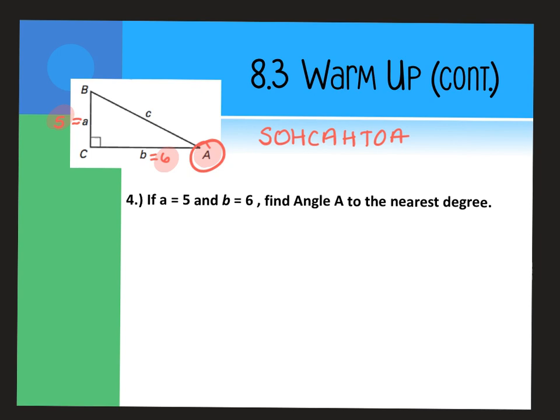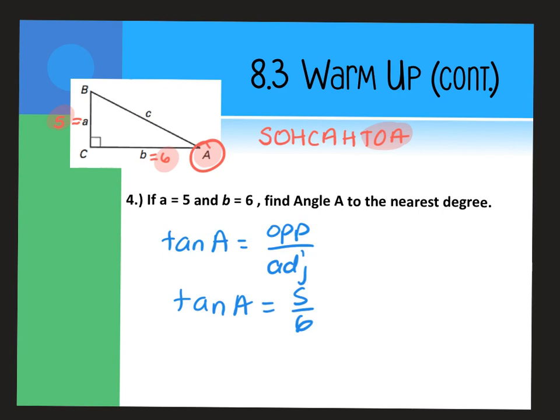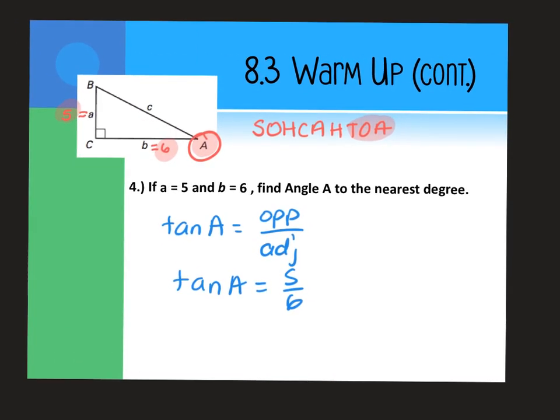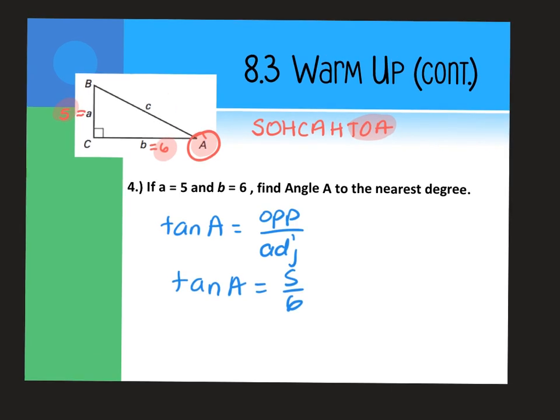Which of the trig functions uses those two? Tangent. So the tangent of angle A equals the opposite side over the adjacent side. In this case, tangent of A is equal to 5 over 6. Because we are looking for the angle, remember there's two approaches. If we're looking for a side length, we use the regular buttons. If we're looking for the angle, we use the tangent negative 1 of 5 divided by 6.